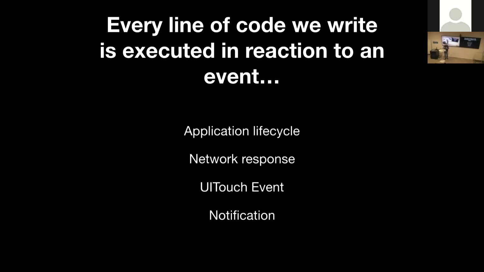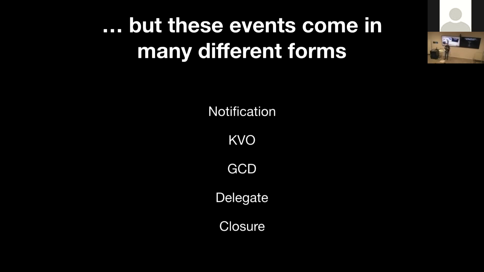Here's an example. Every line of code we write is executed in reaction to an event, whether it's an application lifecycle event, a network response, a UI touch, or a notification. But these events come in many different forms. You have notifications, KVO, Grand Central Dispatch, delegates, and closures. But ultimately, they're just triggers for your code to execute.